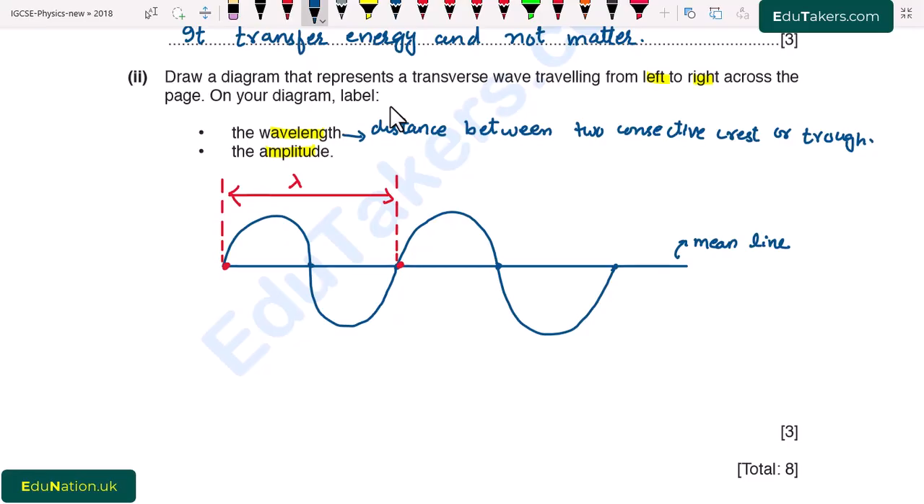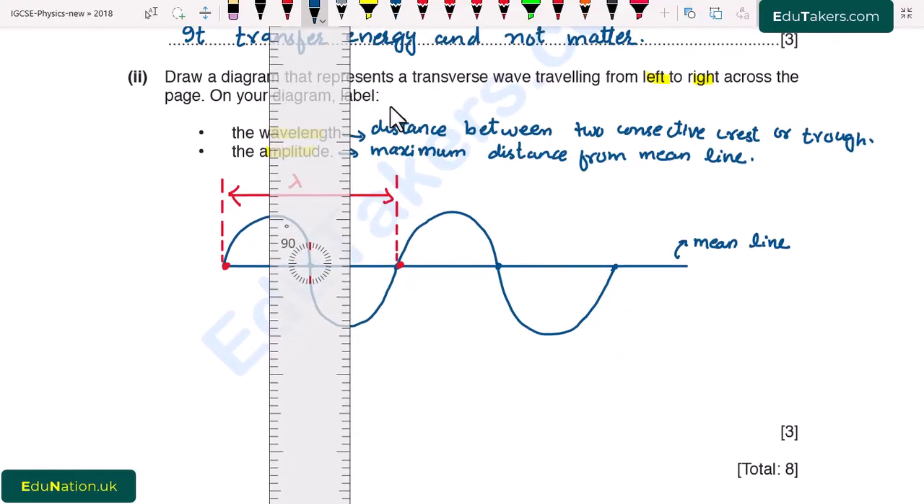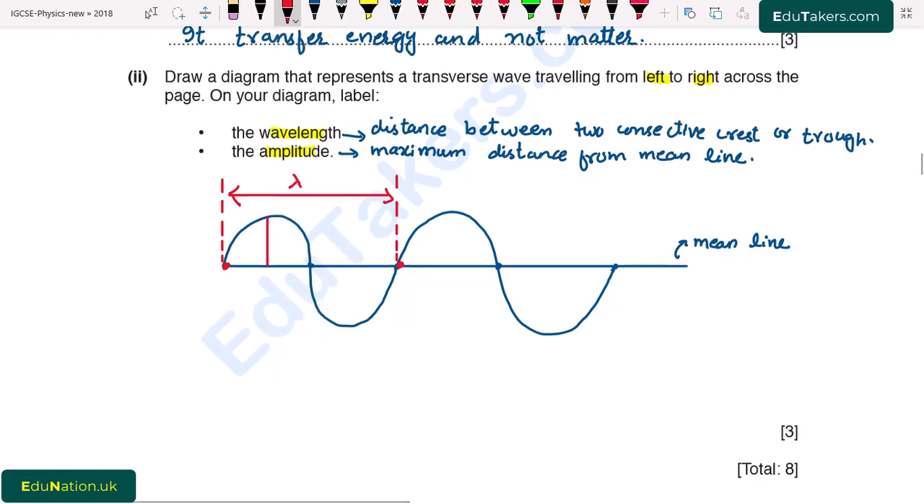Second, we also have to label amplitude. So amplitude is the maximum distance from the mean line. So I will label it as, so this is amplitude.